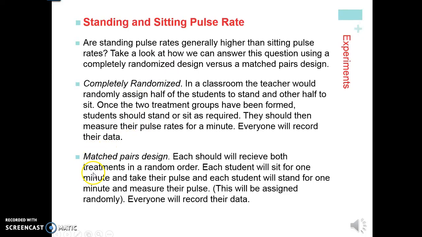So how would that look in a matched pairs design? Now there's two ways you could do this. All right. In this case, this is going to be a before and after, where the subject serves as the control. So each would receive both treatments in a random order. So every single student is going to do both treatments. They're going to sit and they're going to stand up. Each student will sit for 1 minute, take their pulse rate, and each student will stand for 1 minute and take their pulse rate. And then everyone will record their data. Now this will be assigned randomly, so that means that you would flip a coin. Every single student would flip a coin, and that would tell them, are they standing or are they sitting first?